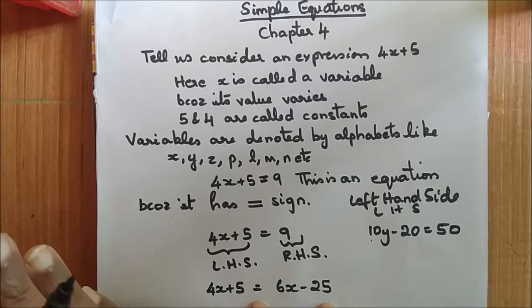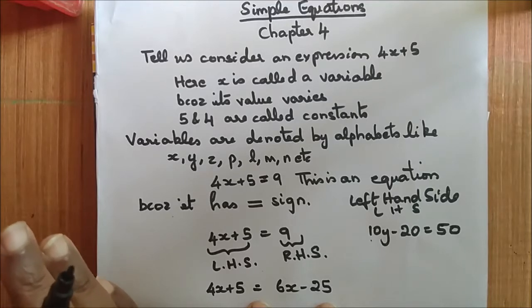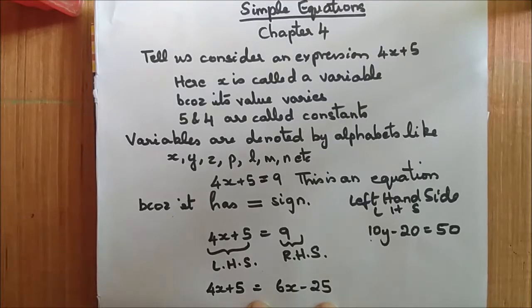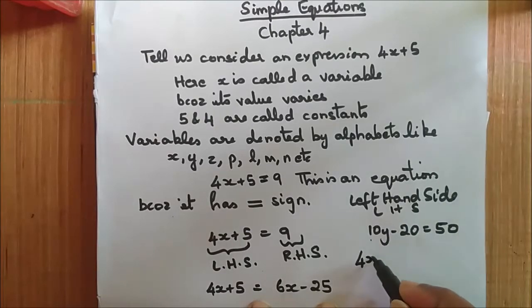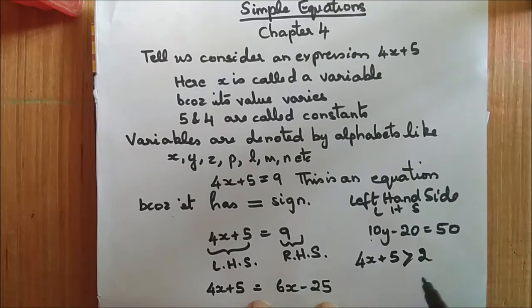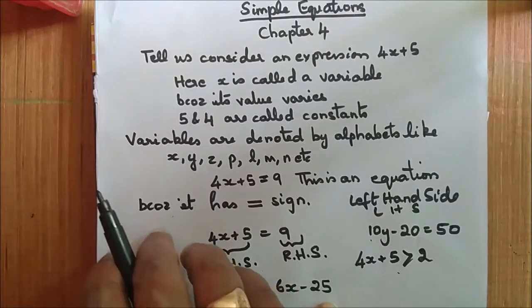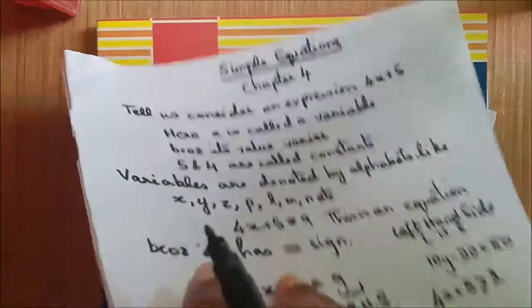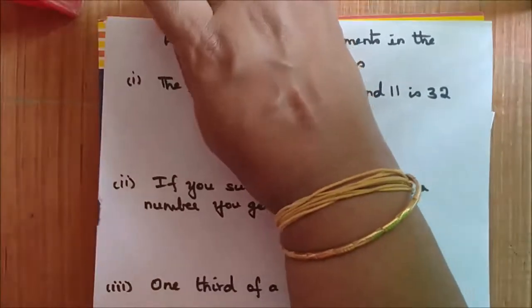Every time, the LHS should be equal to the RHS. Suppose I write a statement like 4x plus 5 is greater than 2. This is not called an equation because you do not have the equal to symbol. So this is not an equation. Okay. Now let us go to the next topic.